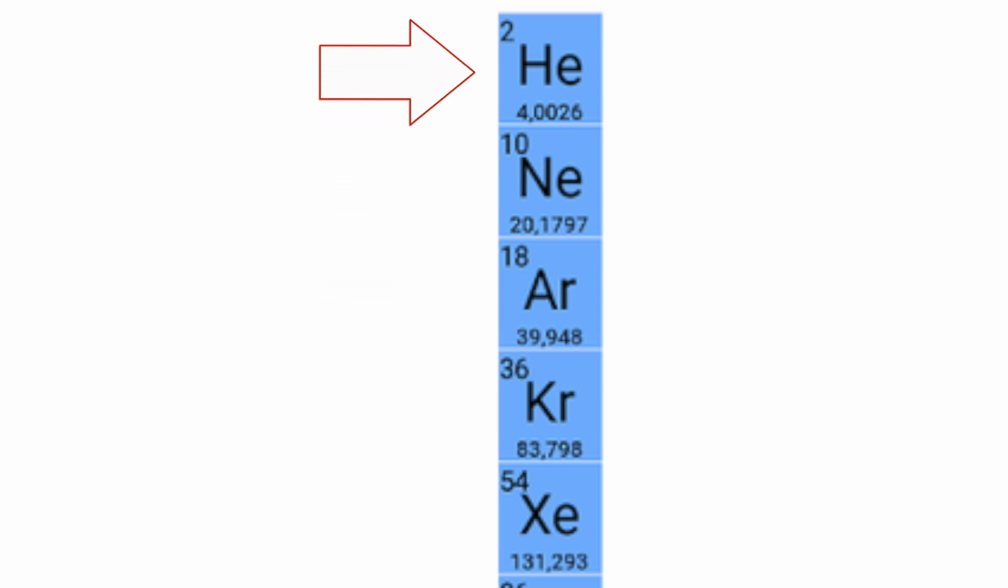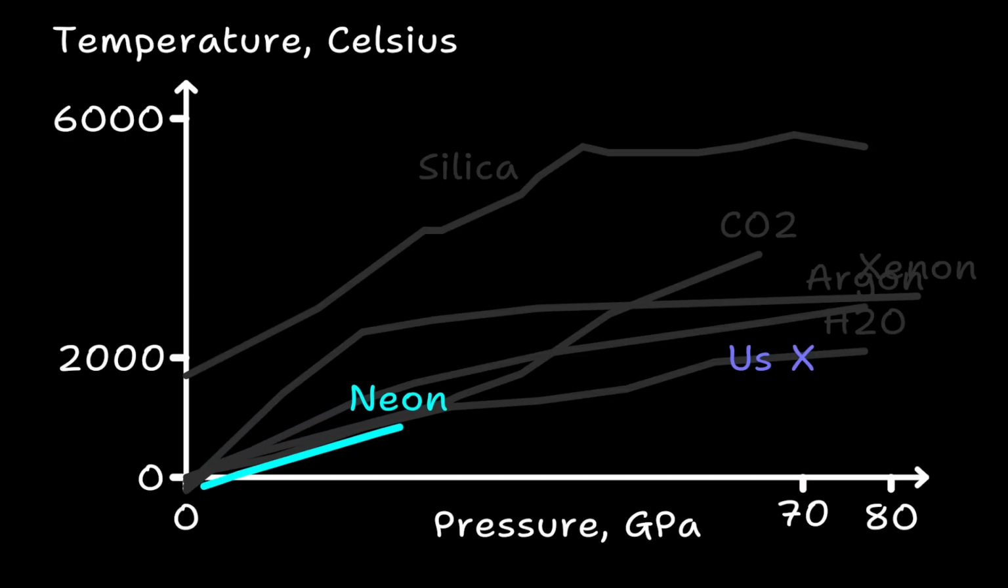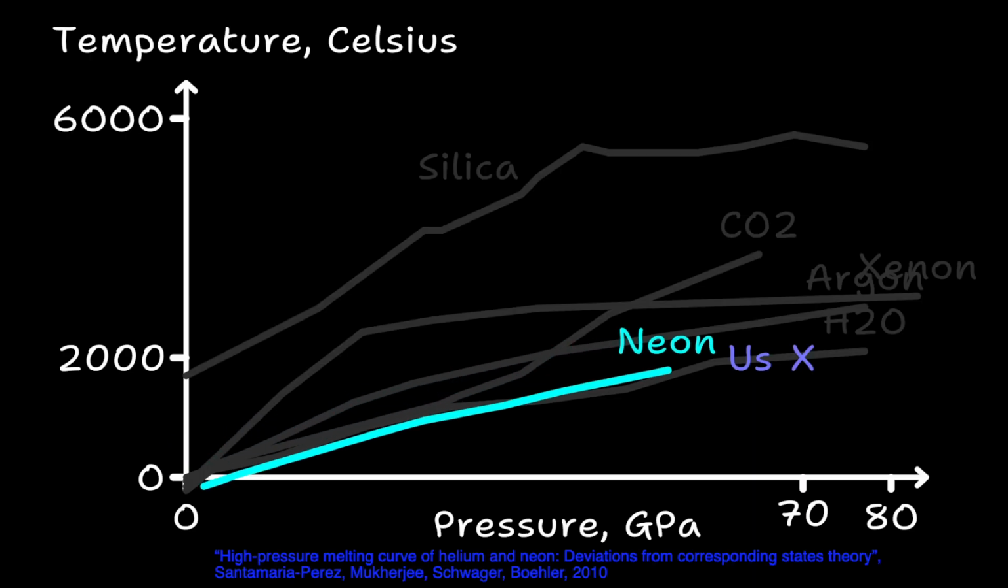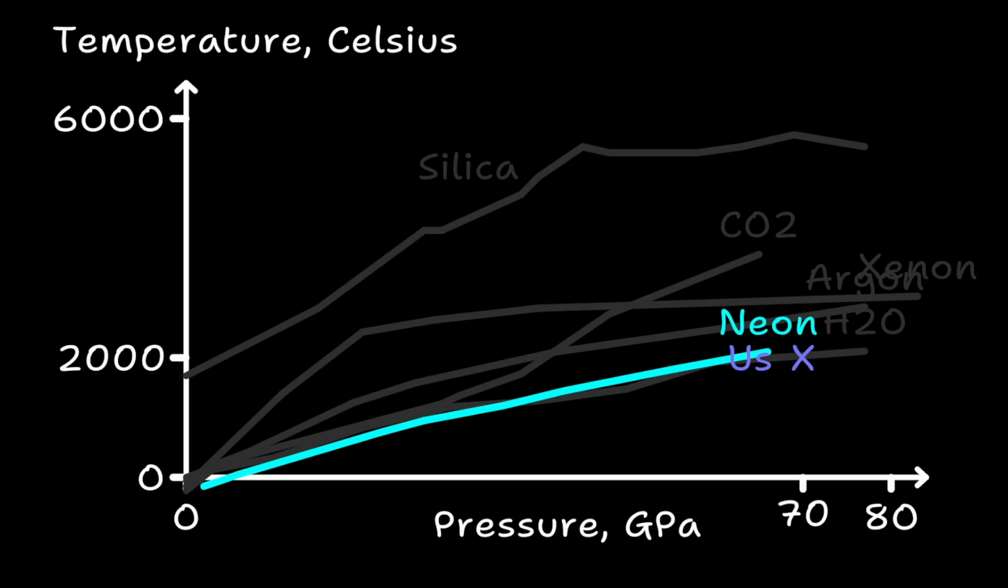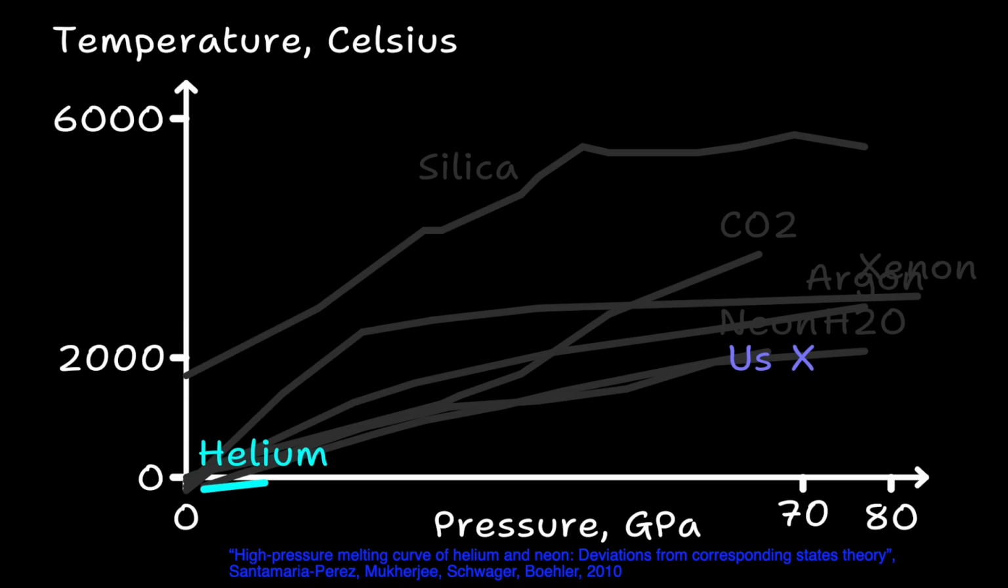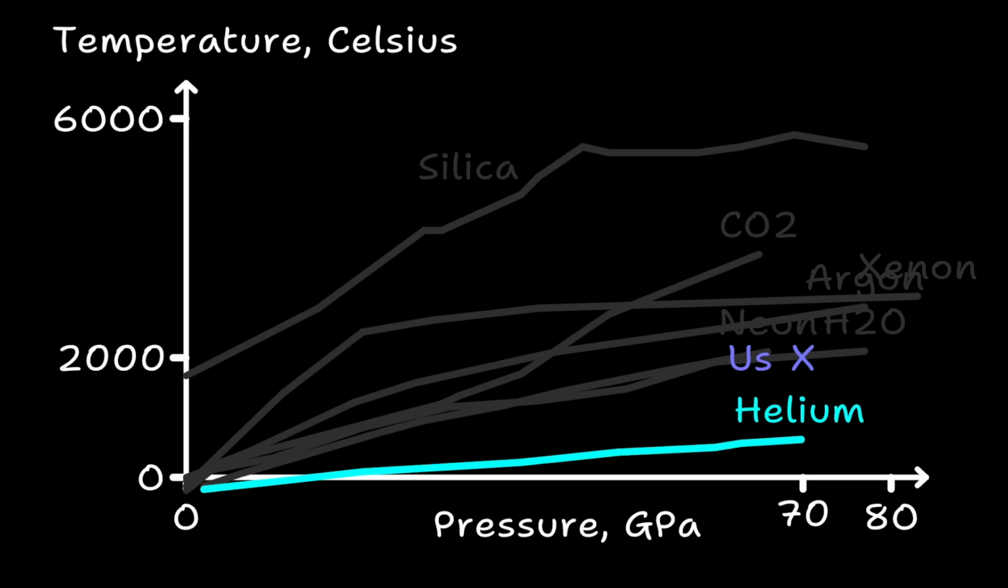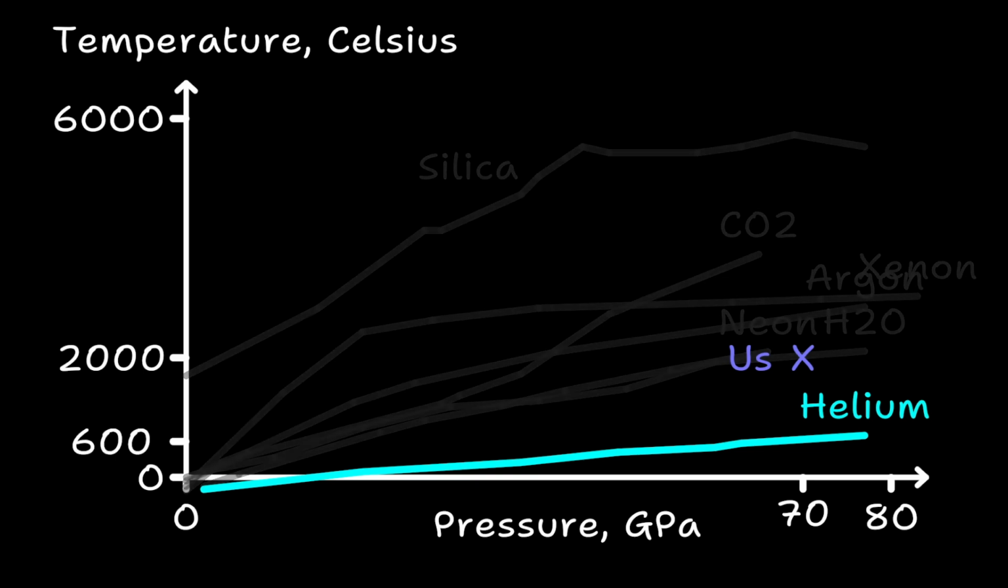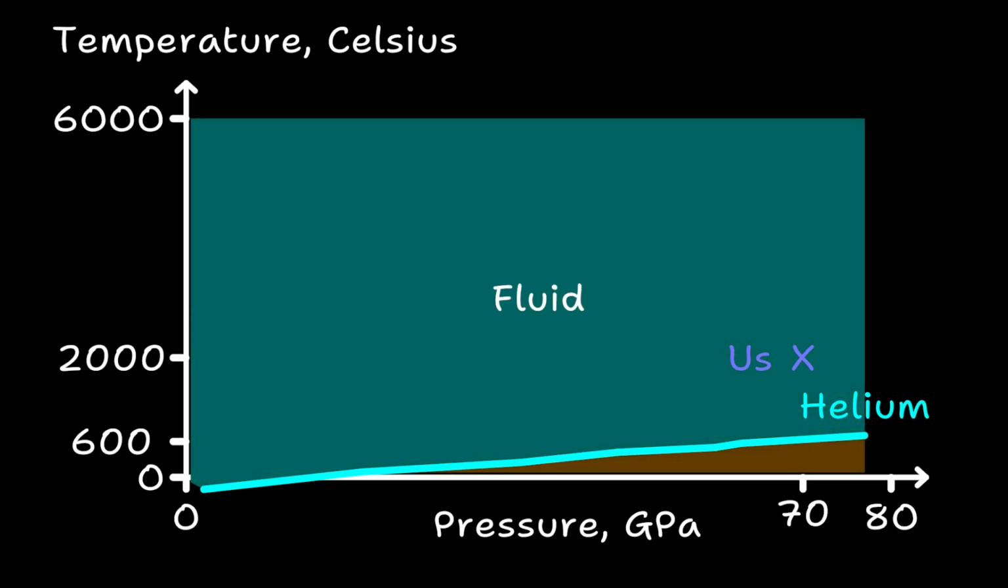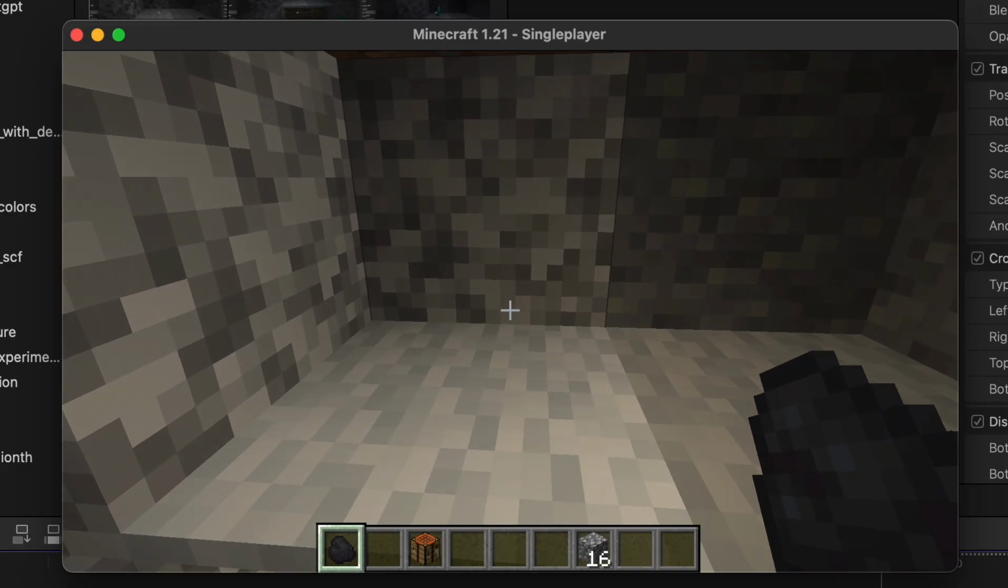So let's try. Here's the melting curve of neon. So we're pretty close. We could use a heater. And here's the melting curve for helium. Alright, so it passes well below us. Its melting point at 70 gigapascals is around 600 Celsius, so helium is clearly going to be a fluid. If we pressurize our lab with helium, we'll be able to move around inside of it. We can do experiments.